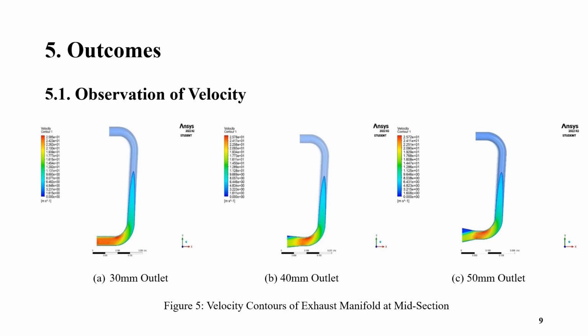Figure 5 shows the velocity contours of the exhaust manifold at the middle section for all the models. It has been clearly observed that the velocity has increased at the outlet section of the 30 millimeter diameter, whereas for the diameters of 40 millimeter and 50 millimeter, the velocity has increased for a certain time and then gets reduced due to the gradual expansion of the outlet diameter.